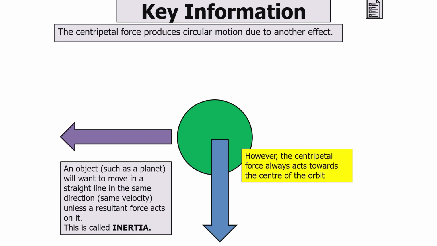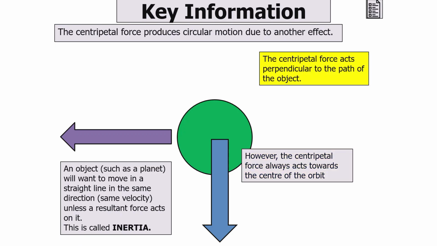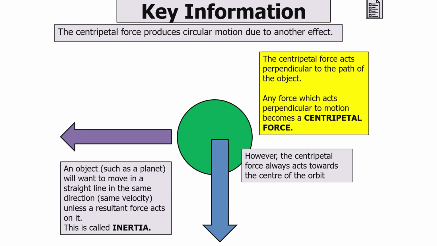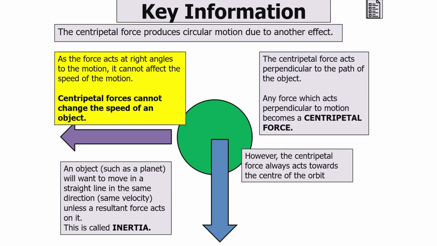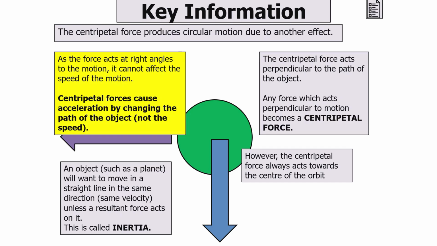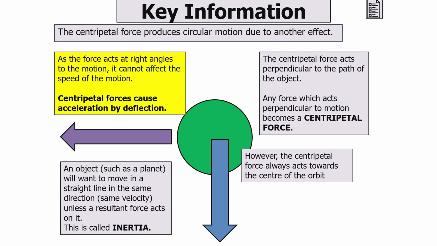But the centripetal force always acts towards the centre of the orbit, so the centripetal force is acting perpendicular to the path of the object. Any force which acts perpendicular to motion will become a centripetal force. As the force is acting at right angles to the motion, it cannot affect the speed of the motion. Centripetal forces cannot change the speed of an object. What centripetal forces can do is change the direction of the object. So these centripetal forces cause acceleration by changing the path of the object, not the speed. So centripetal forces cause acceleration by deflection.